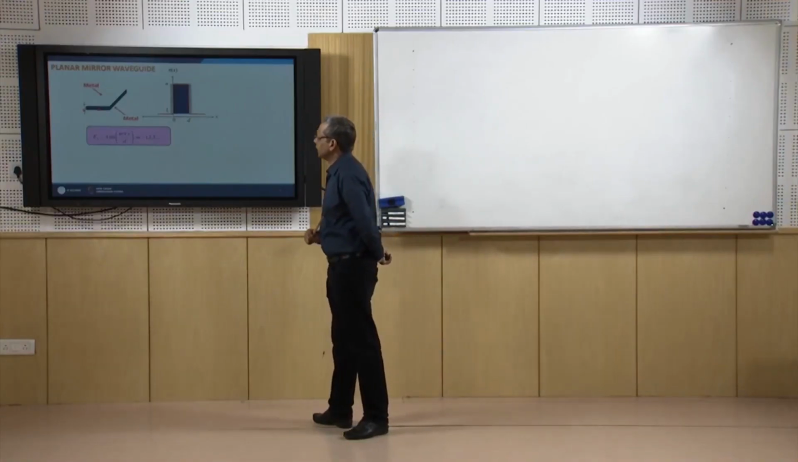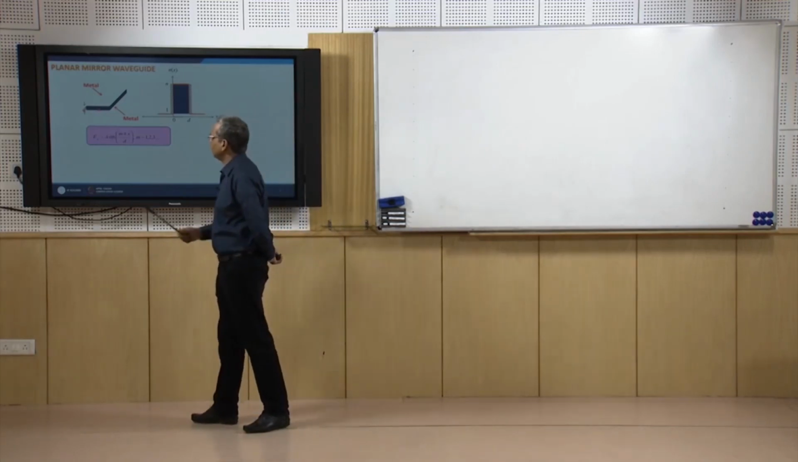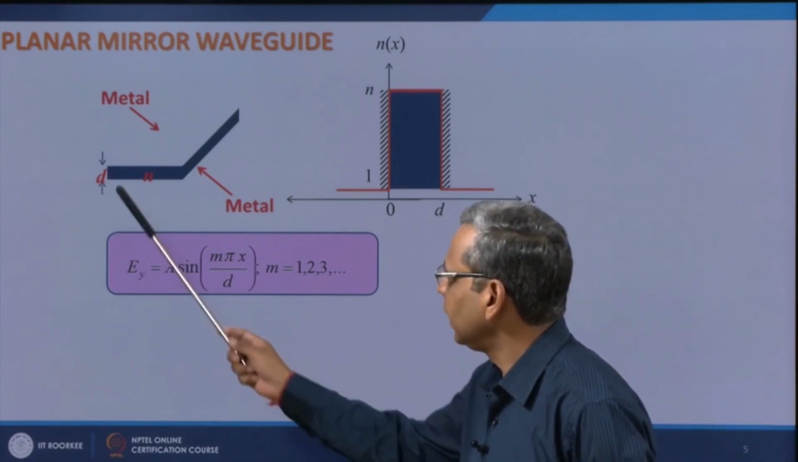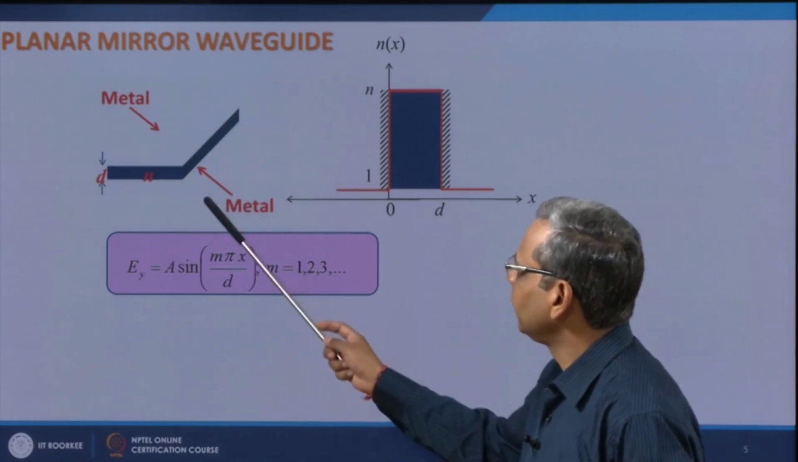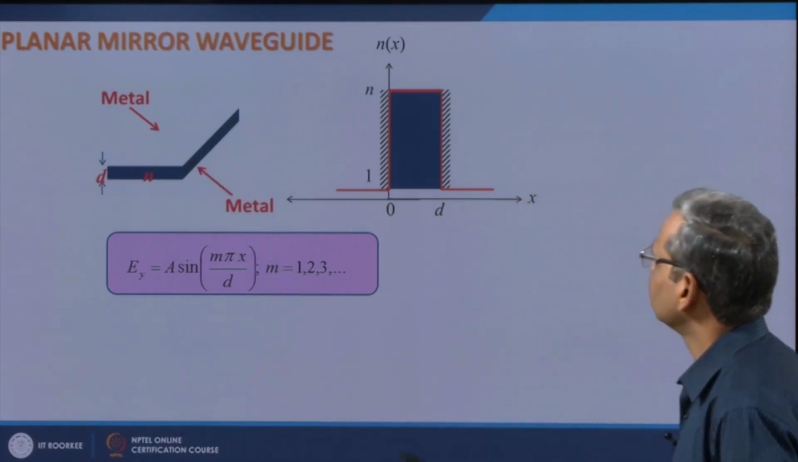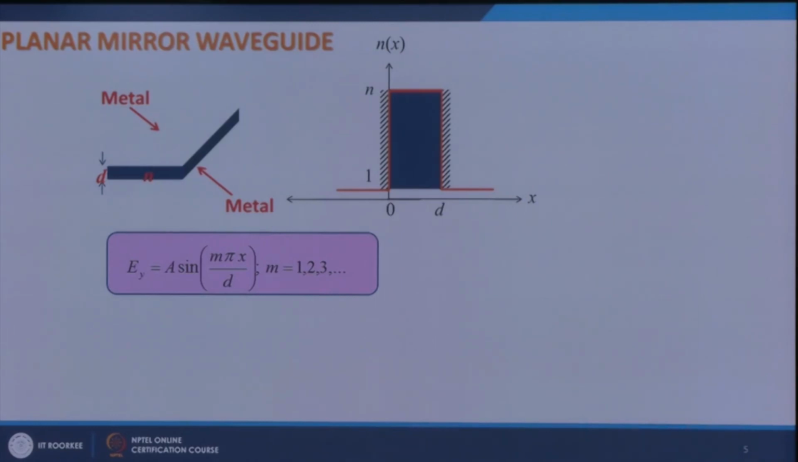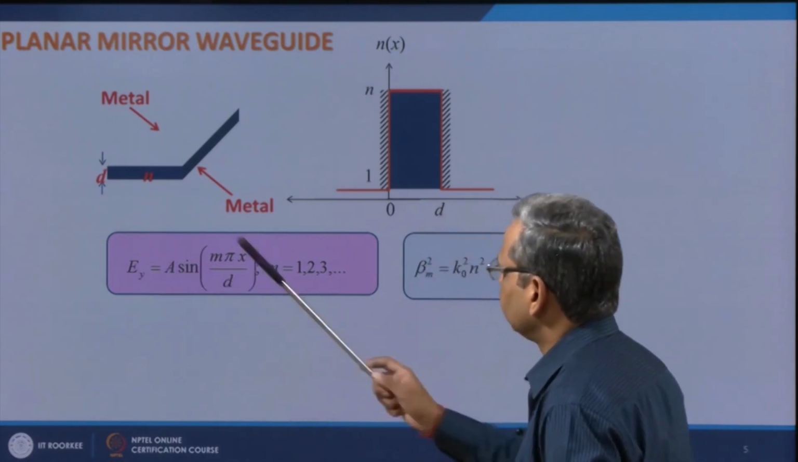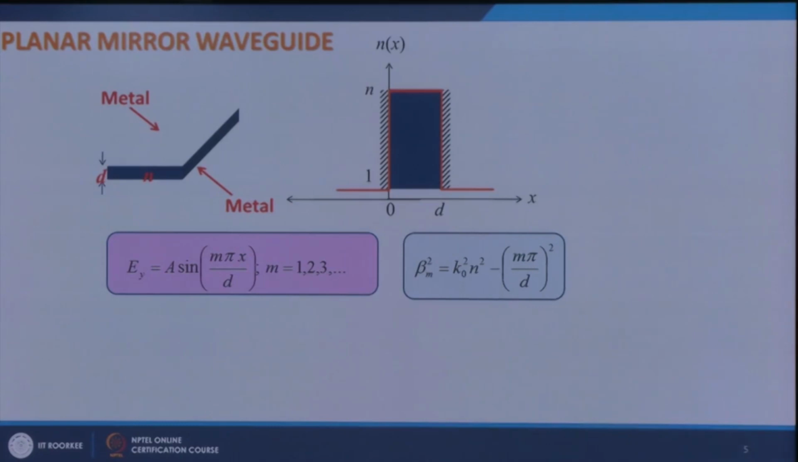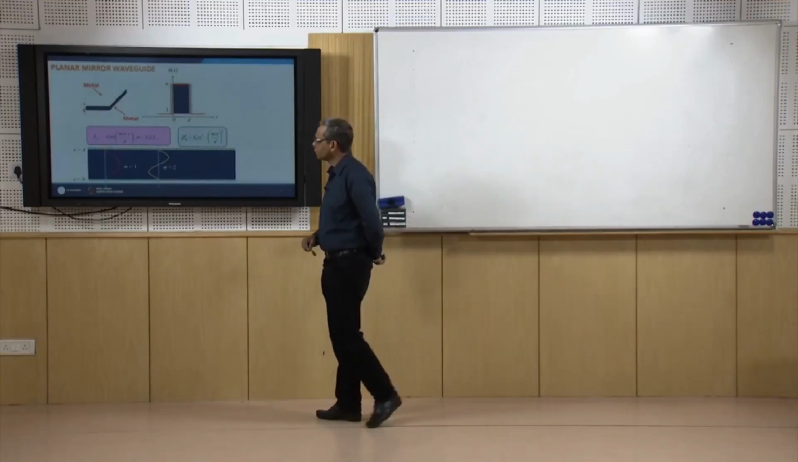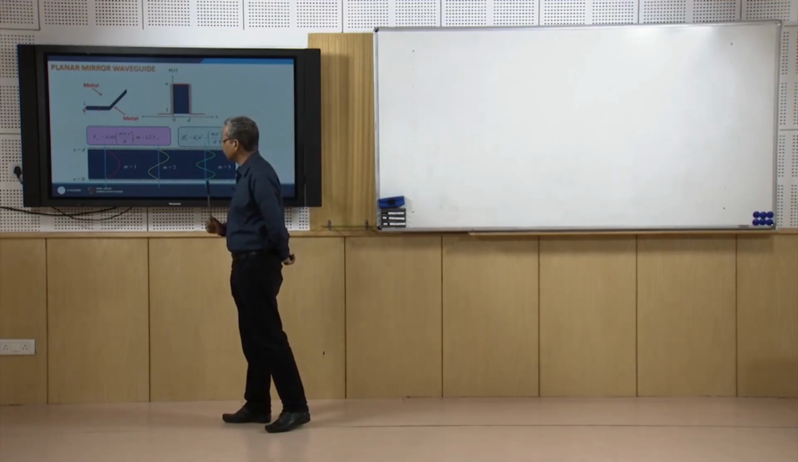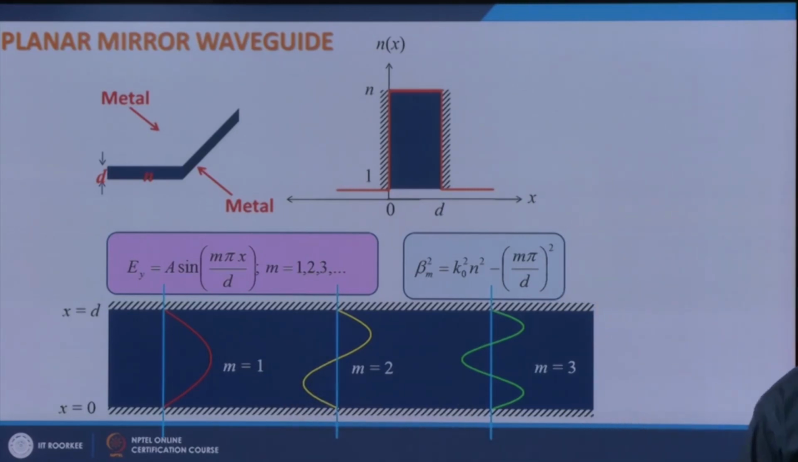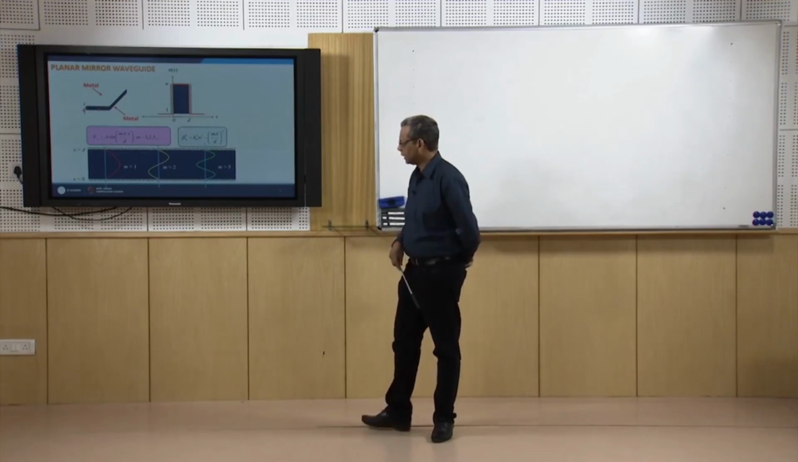I work out first an example of planar mirror waveguide, where I have a very thin layer of dielectric medium of refractive index n and width d, which is coated with metal on top and bottom. So, the refractive index profile looks like this, and when we worked out the modes of this, then the electric field associated with this is like this, and the propagation constants are like this. So, I have discrete modes of such a waveguide corresponding to different values of m. They look like the modes of a stretched string.